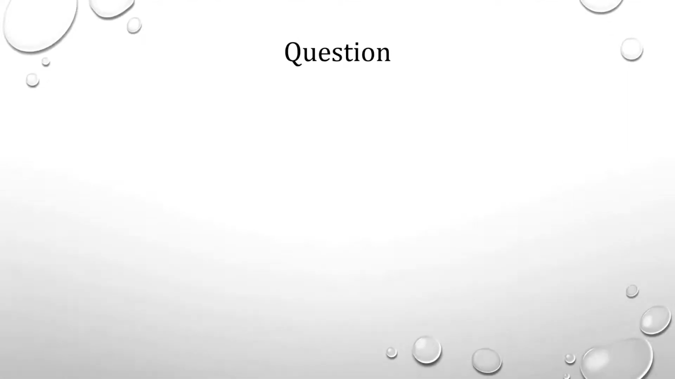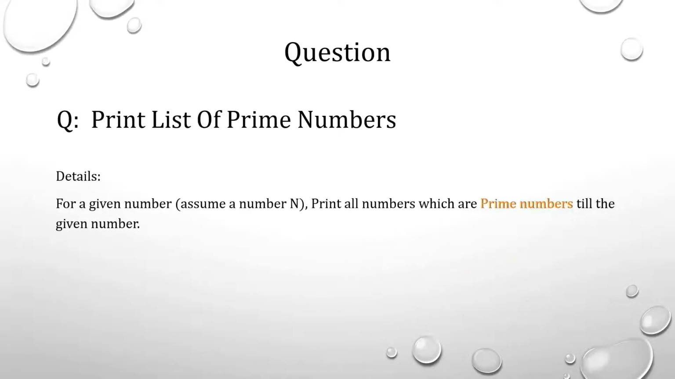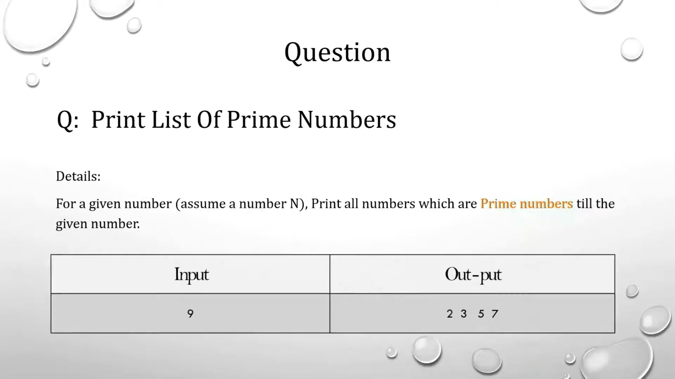So let's look at today's problem. We have to print a list of prime numbers, and the details of our problem are: for a given number, print all numbers which are prime numbers up to that given number. Okay, we should look at an example before we make much of it. If the input is 9 for our program, we should print 2357.